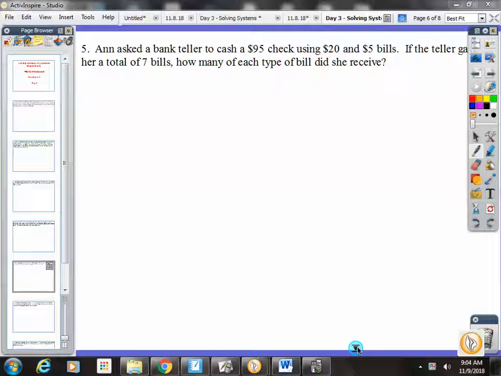Now, do you guys see in this problem that they're asking us to figure out 2 things? That's almost always our clue that we're going to have to set up a system of equations to solve this problem. If they're asking us to find only one thing, we might potentially be able to just solve it with one equation. Okay? Finding 2 things, we need 2 equations to make that happen. What are the 2 things that we are looking to find?